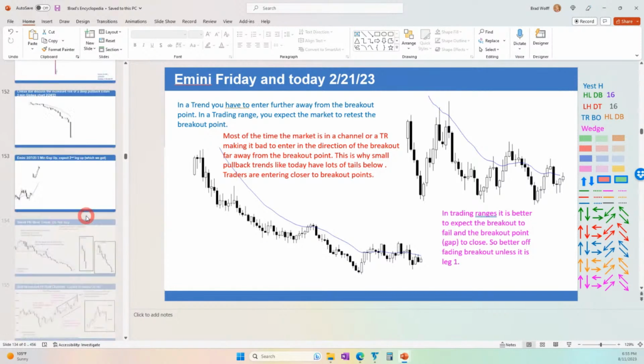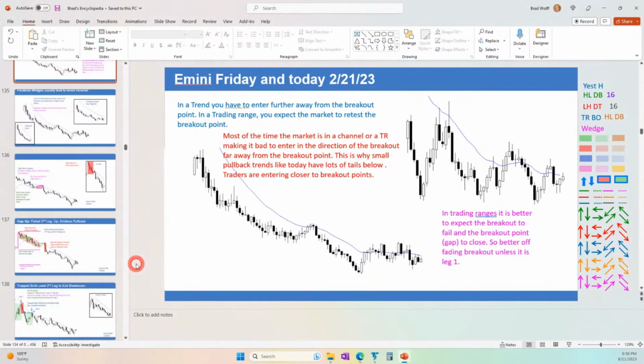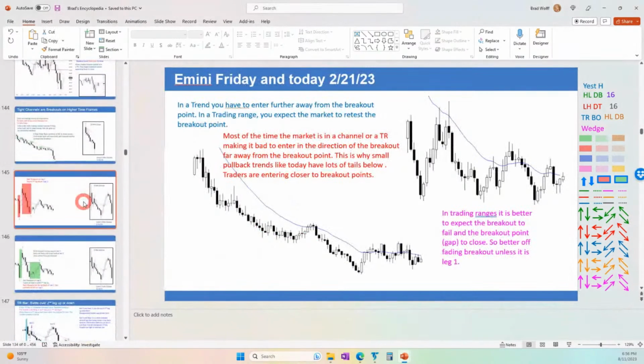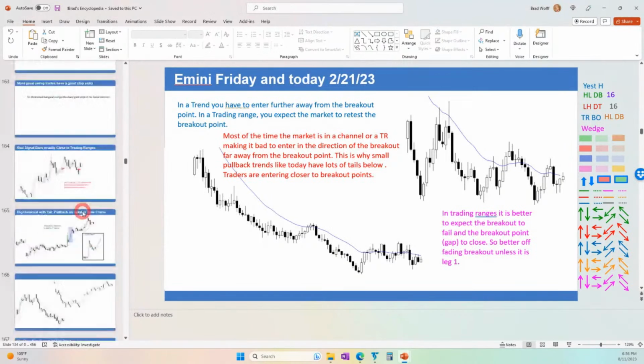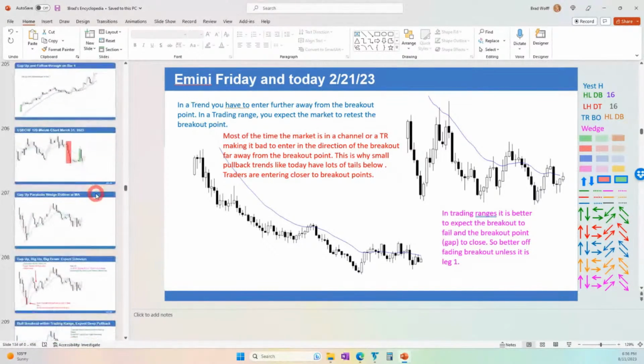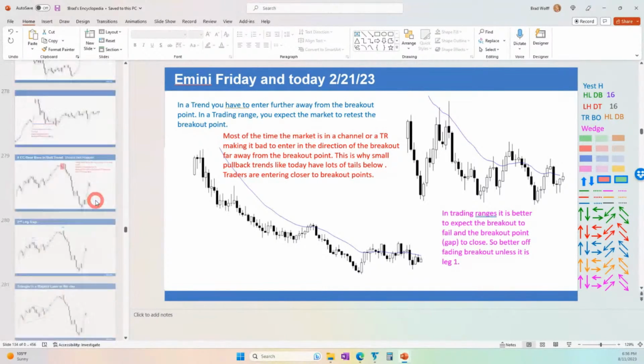Anyways, there's a chart. I'm going to pull it up real quick. Take one second. Have it right around here.